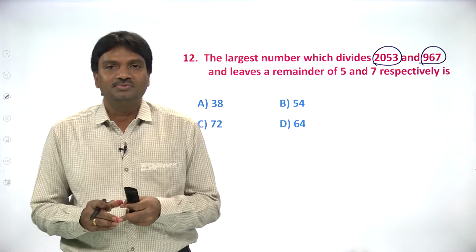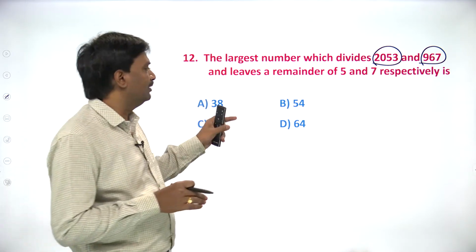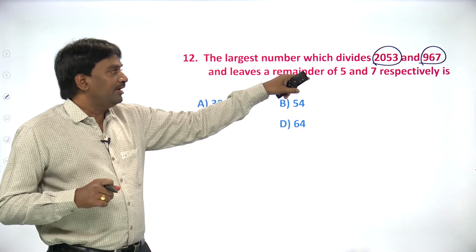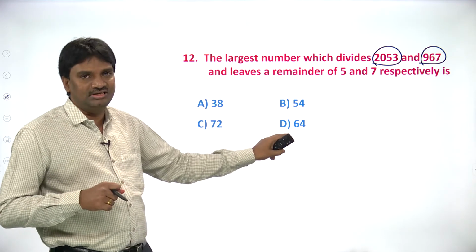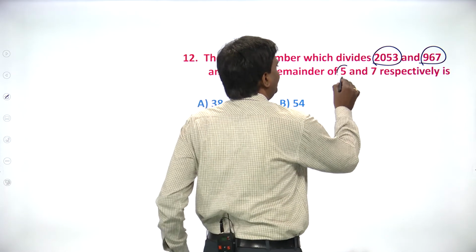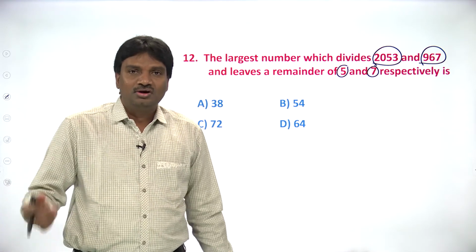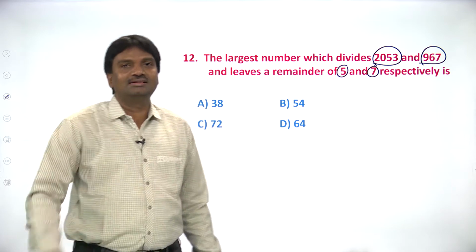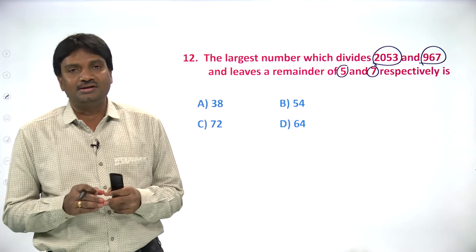Here, by using the options also, we can pick the correct option. How can we do that? Take 2053 and 967, and divide those two numbers by 38, 54, 72 and 64. For which option we are getting the remainders as 5 and 7, that can be taken as the correct option. If for two options we get the remainders as 5 and 7, then we take the largest number. So, that is one method, or we can use LCM and HCF.